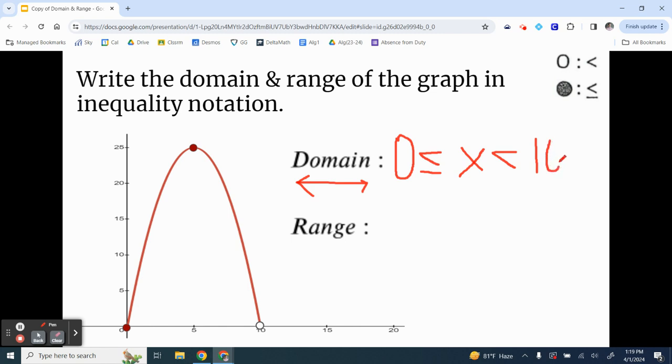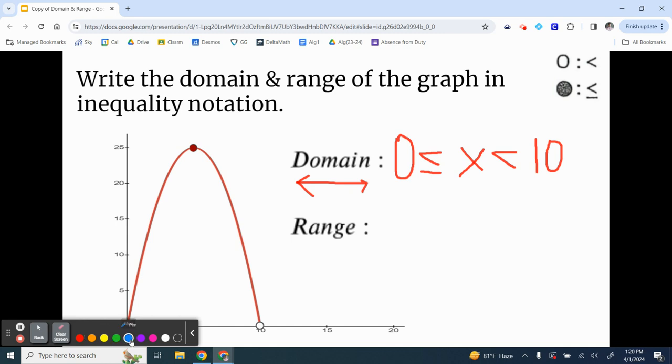Now I'm going to check. Do I add the line here? Well, it was an empty circle. Empty circle means we don't include it. So I just have everything less than 10, but not including 10. So right there, that is how I'm going to write my domain for this particular graph.